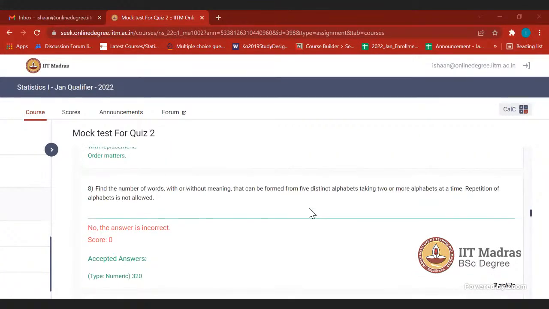Okay, moving forward. Find the number of words, with or without meaning, that can be formed from 5 distinct alphabets. Repetition is not allowed, which simply means there is no replacement here. So you are given 5 distinct alphabets and you have to form the words. Any doubt in this? Shall I do this? Yeah, this one is fine. 320.